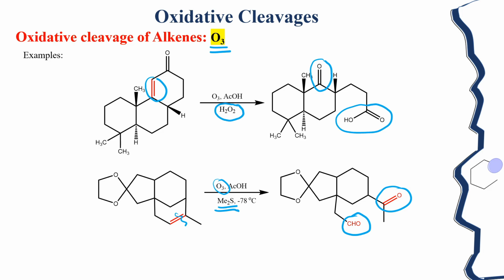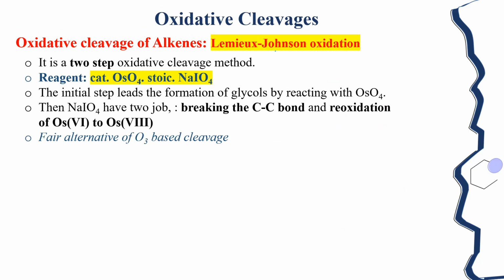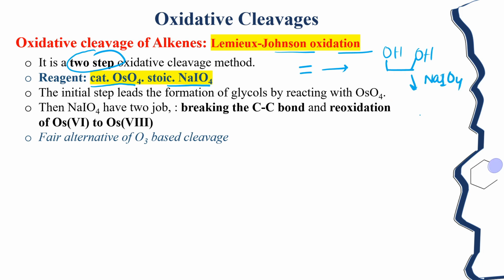Okay, now let us move to the two named reactions where oxidative cleavage of alkenes has been observed. The first one is the Lemieux-Johnson oxidation. It is a two-step oxidative cleavage method where the reagents used are catalytic OsO4 and stoichiometric NaIO4. And how is it two-step? Because in the presence of catalytic OsO4, the alkene is converted to a 1,2-diol, followed by treatment with NaIO4, which causes the corresponding C-C bond cleavage.